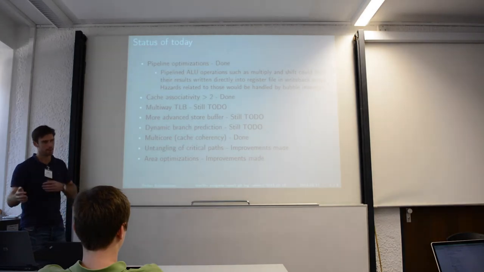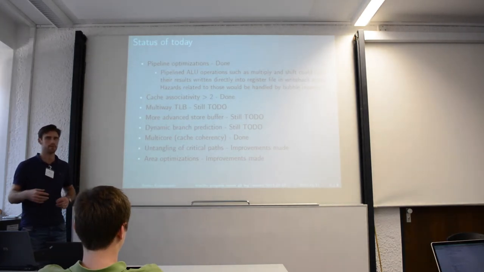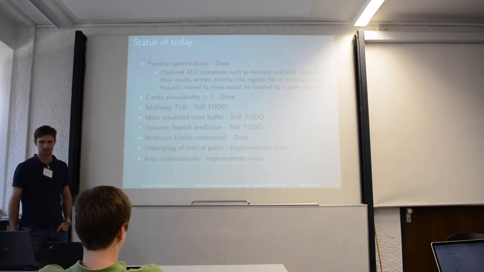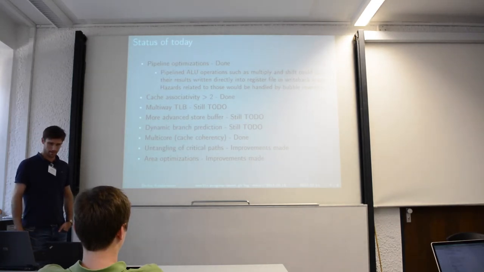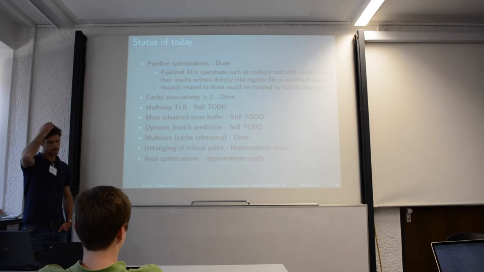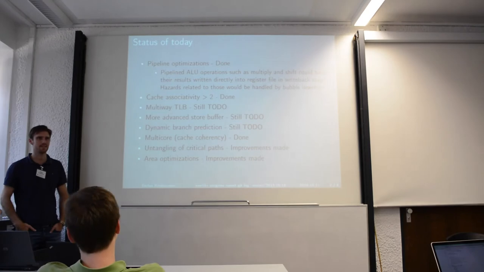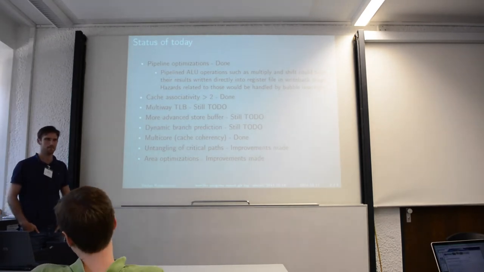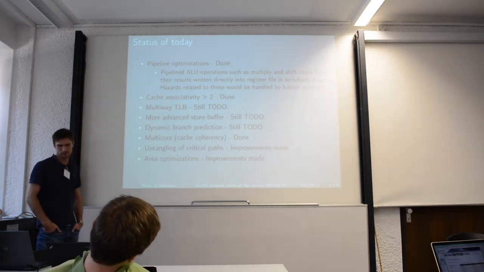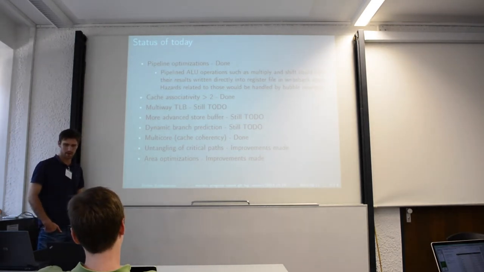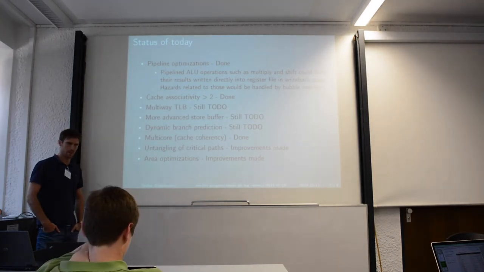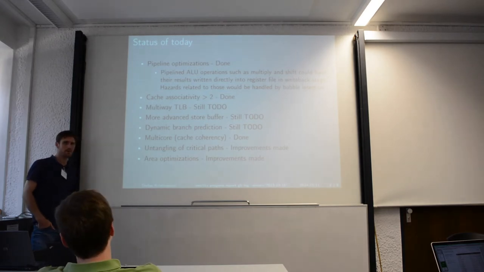We now have the multiply going along the pipeline. There are still some problems with it. It introduces some critical paths, so some more work is needed there, but at least the implementation is there. And cache associativity, like LRU and new caches, and multi-way TLB, we haven't really done yet, but that should be pretty easy to do. That's one thing I forgot about and might do in the short-term future. The store buffer and branch prediction should be pretty easy too, but no one has gotten to them yet.